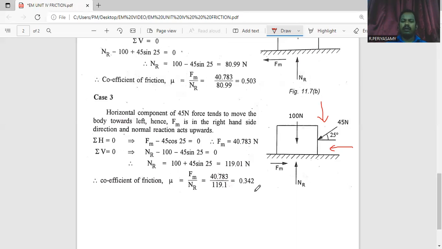In this problem, we found the coefficient of friction for all three cases.